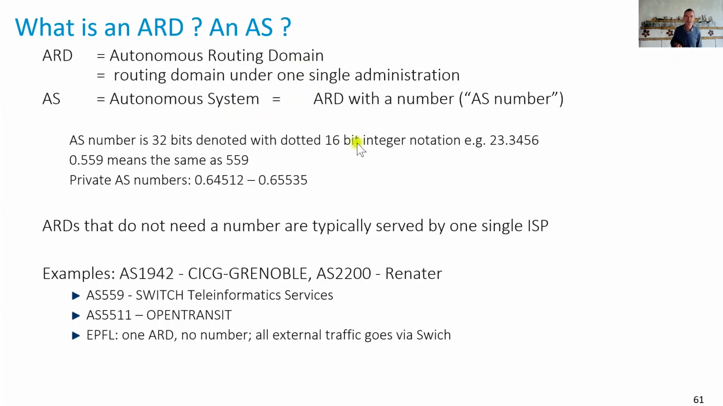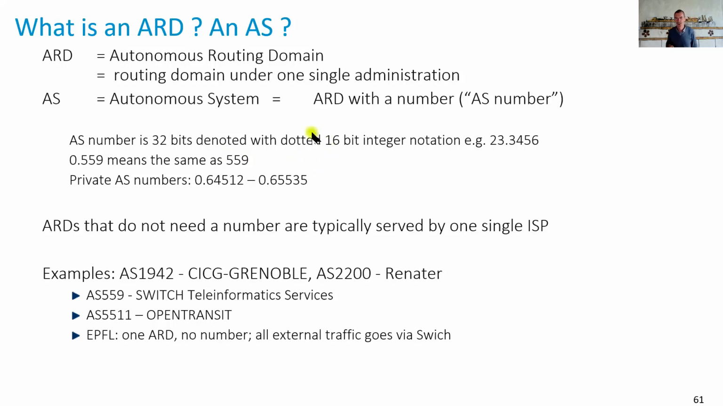There's a subtle difference that most of the time I will not consider because most technical literature doesn't, but in the standard there's this difference. The main difference is that every domain that has a number is called an AS, and a domain that does not have a number is called an ARD. In principle, every domain should have a number.